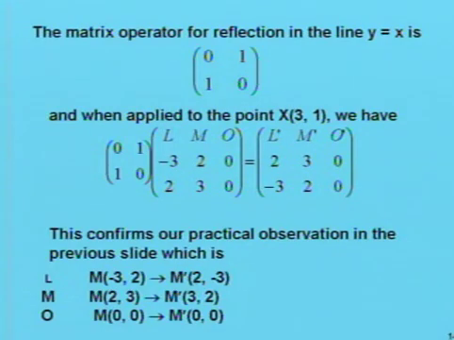This confirms our practical observation in the previous slide. When the matrix operates on L, which is (-3, 2), we have L dash, which is (2, -3). That's the image of the reflection of L. When it operates on M, (2, 3), we have M dash, which is (3, 2). When it operates on O, the origin (0, 0), the image is also (0, 0).